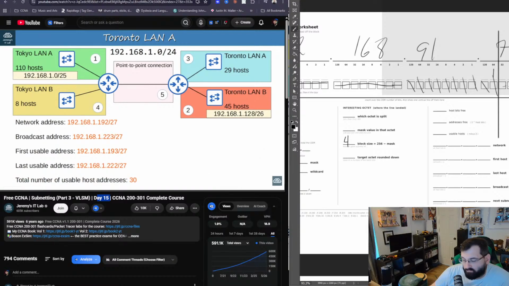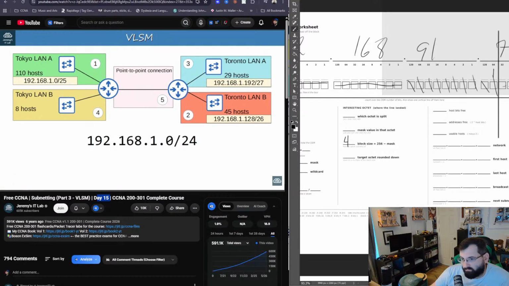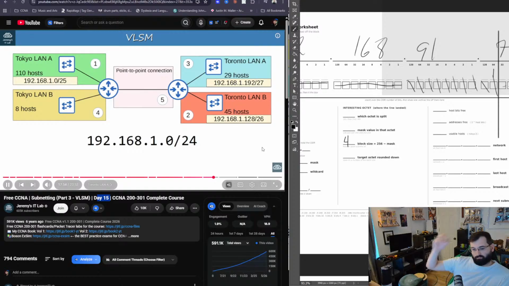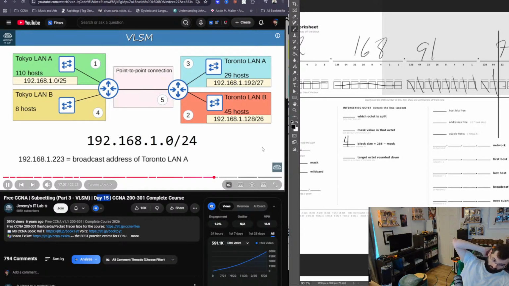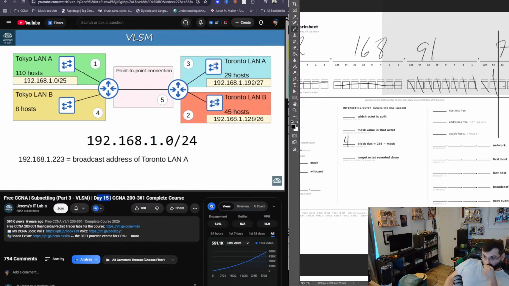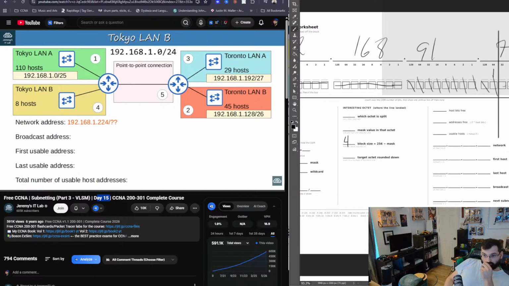Let's check out Tokyo LAN B next. So we've used all the way to 192.168.1.223, which is the broadcast address for Toronto LAN A. There's not a lot of address space left, but with VLSM, we can fit the last 2 subnets into the address space. The next address after Toronto LAN A's broadcast address is Tokyo LAN B's network address. Once again, we need to find the prefix length to use for this subnet. So please pause the video here to find these different addresses for Tokyo LAN B.